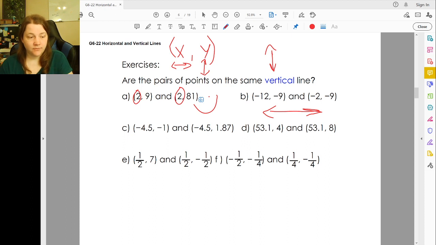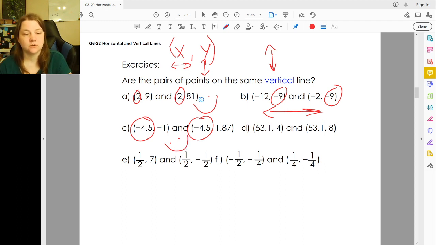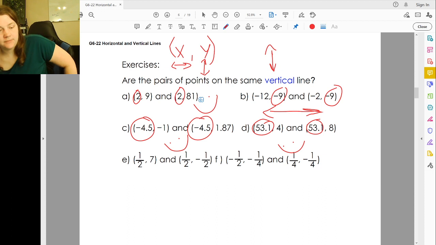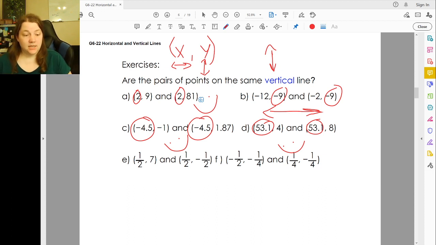Letter C, we have which number in common? We have the x in common. So because we have the x in common in letter C, yes, they are going to be on the same vertical line. Letter D also has the x units in common, so those are going to be on the same vertical line.